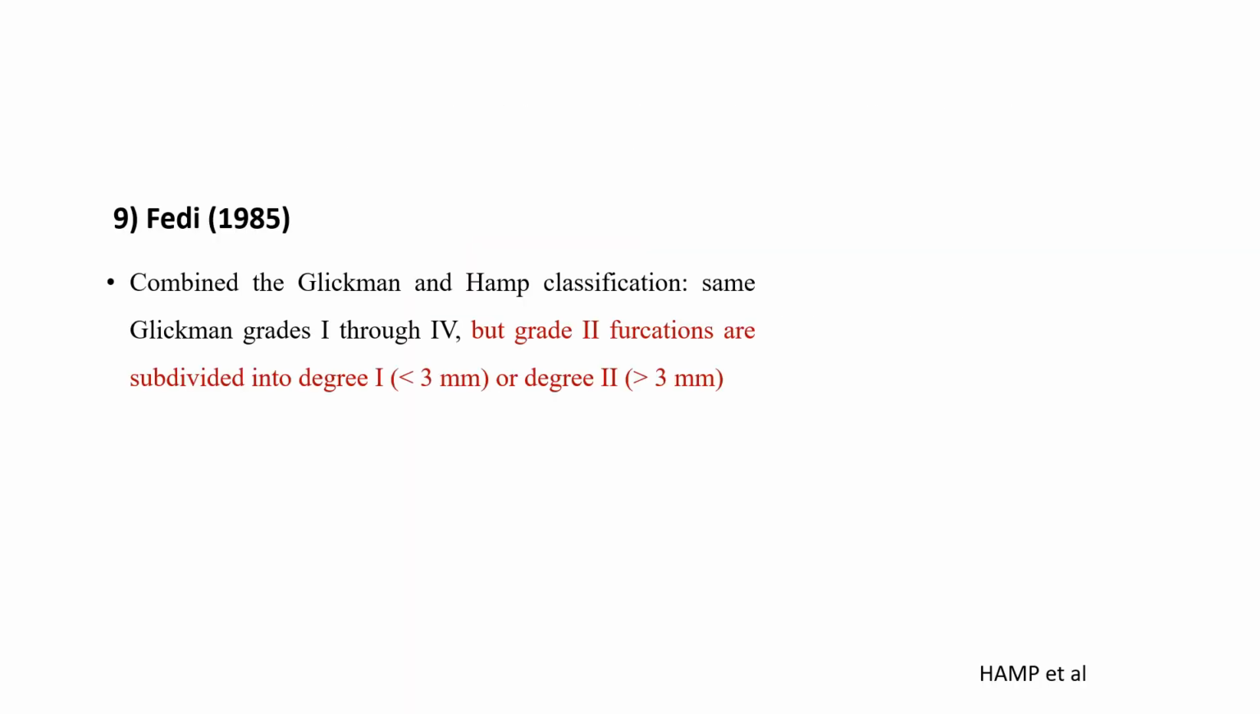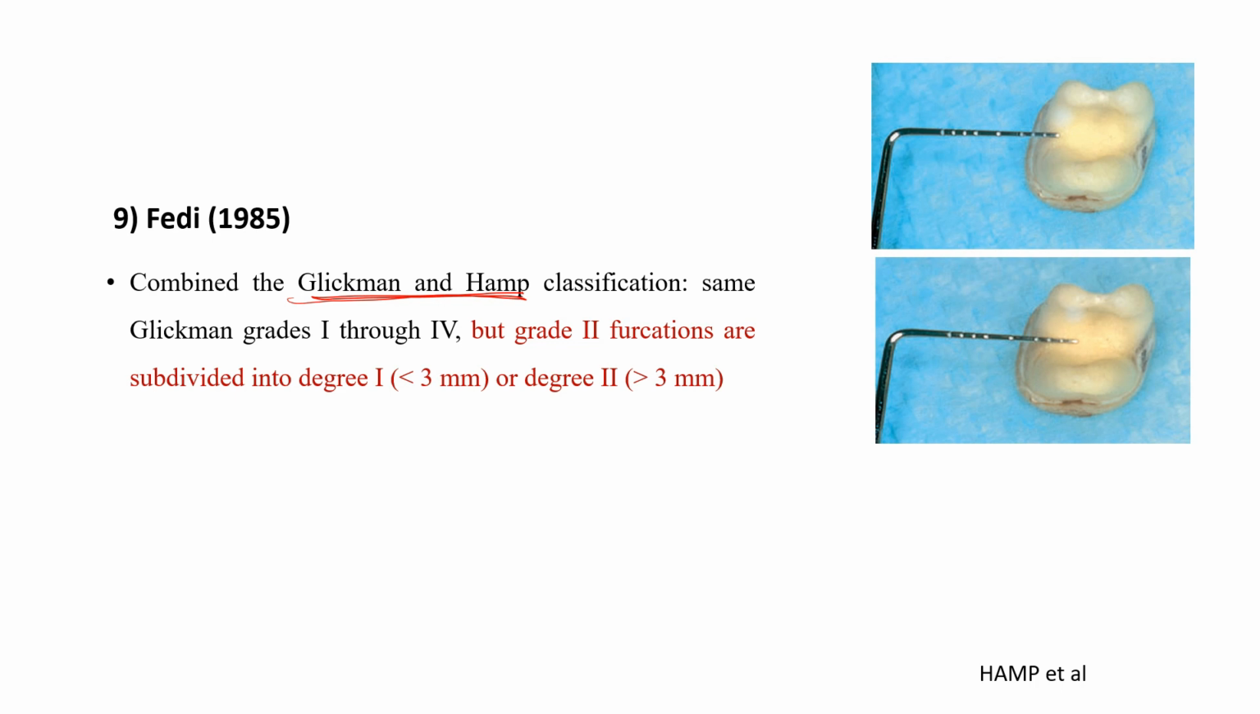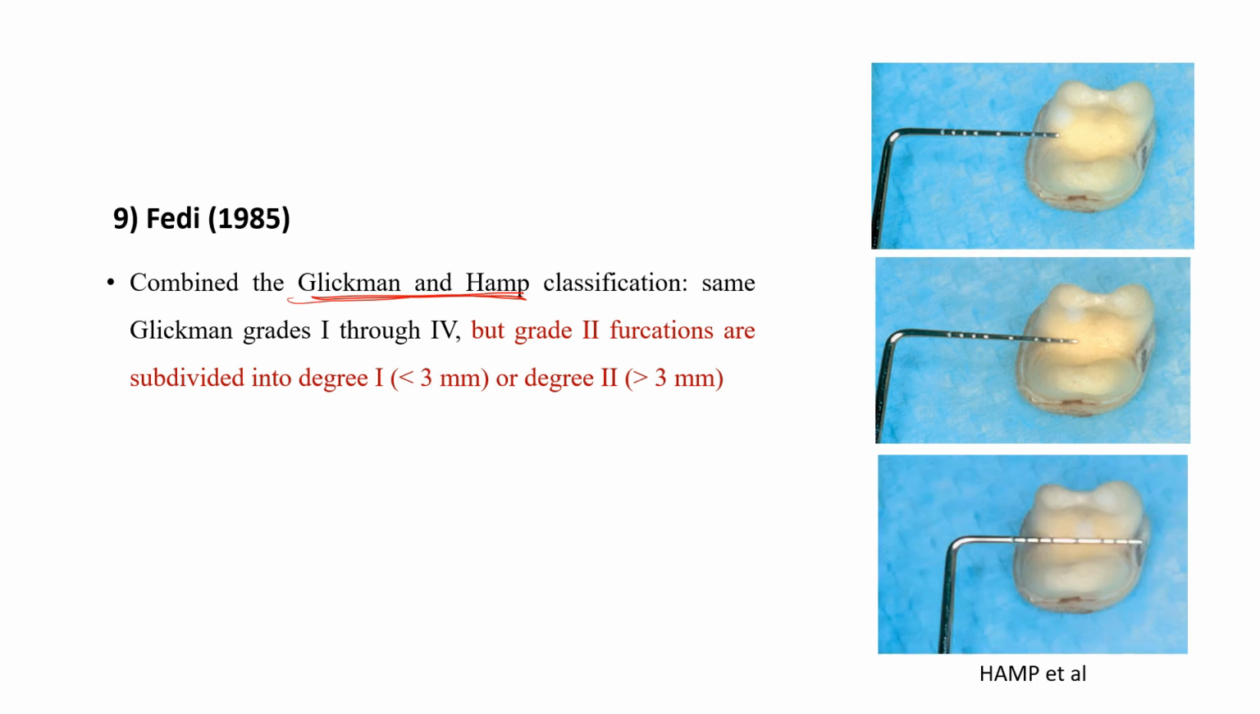Next we come on to Eskow's classification, which was given in 1985. He combined the Glickman's classification and Hamp's classification. So basically you all know what Glickman's classification is. You remember it. I will again make you revise the Hamp classification, that is, less than 1/3 of the horizontal invasion, more than 1/3 but less than 2/3 of the tooth width, and total tooth width involved. So he combined Glickman's and Hamp's classification.